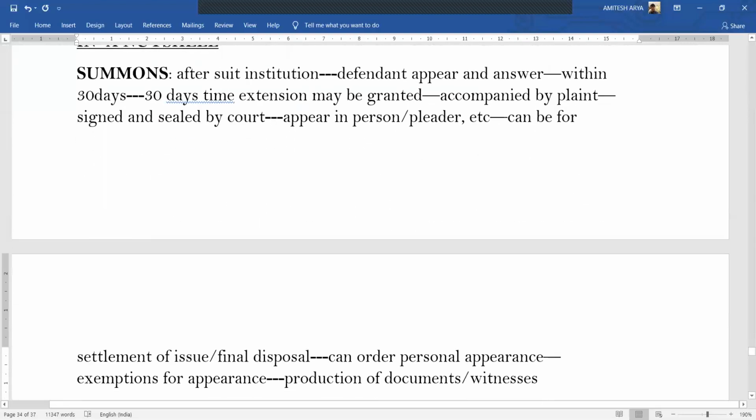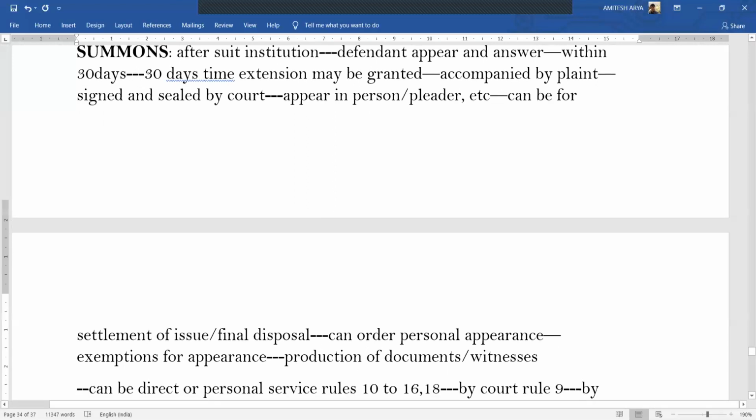So in a nutshell, after suit institution, the defendant has to appear and answer. How will it be done? By issuing a summons within 30 days, with a maximum 30 days extension. A summons will always be accompanied by a plaint, and the sign and seal of the court will be there. He will appear in person, by pleader, etc., whatever the mode. Summons can be for settlement of issues or final disposal. Small causes only for final disposal. You can order personal appearance. Exceptions for appearance you have to keep in mind.